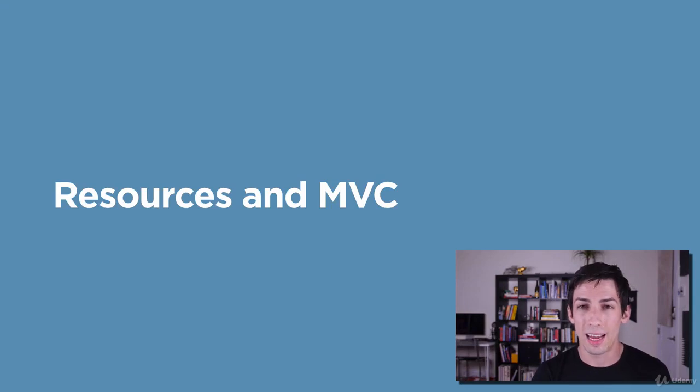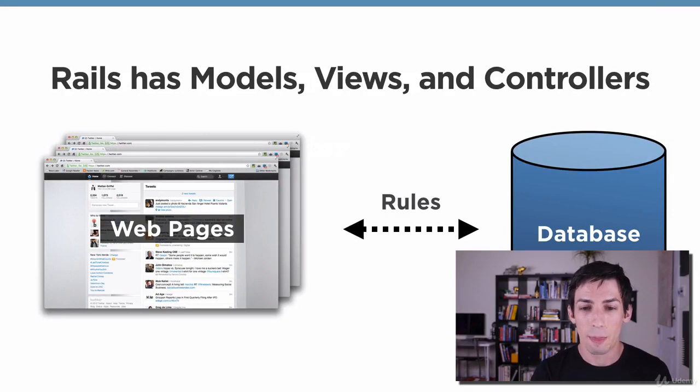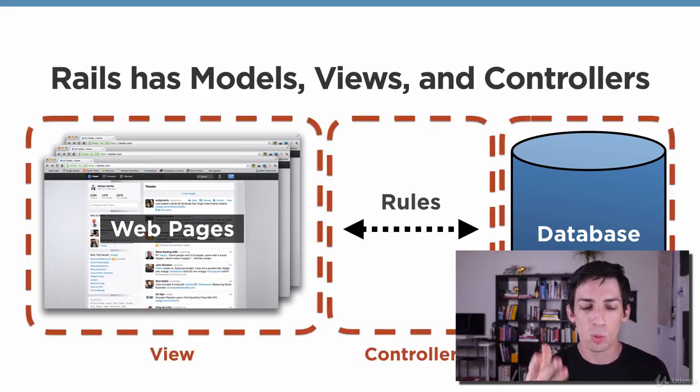So how do resources and MVC come together? MVC is the framework that Rails uses. I've mentioned this to you many times in the past: Rails has models, views, and controllers. If we go back to that example that I showed you, where you have your web pages, your database, and the rules in between, the web pages are the view, the rules are the controller, and the model is basically the database. That's how I explained it initially. But that's not a full enough picture for us to really understand how we have to build this stuff ourselves. So let's go a little deeper. Let's peel back one layer.